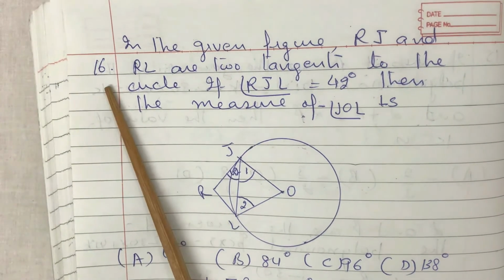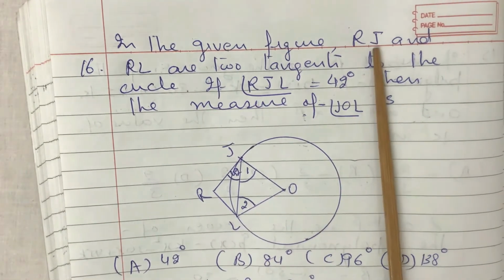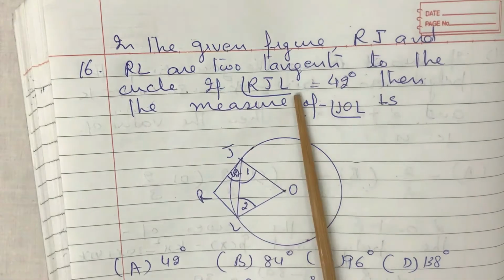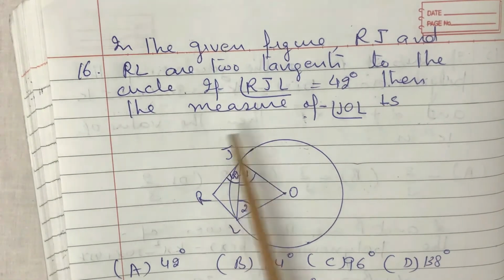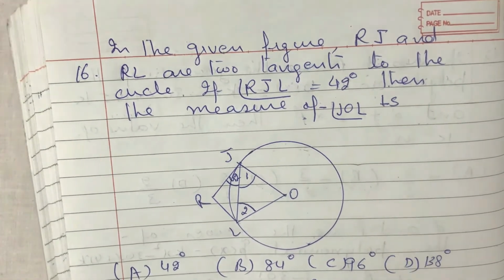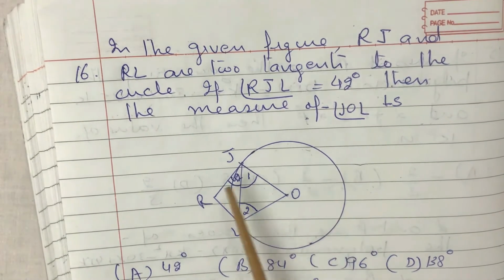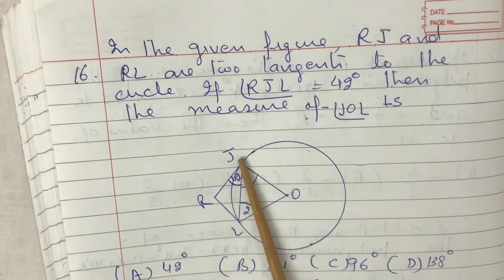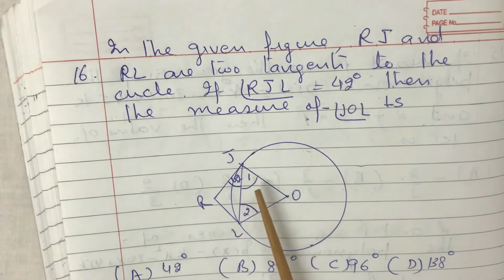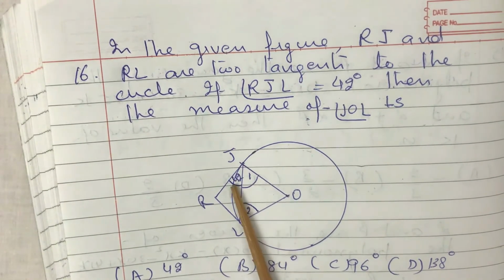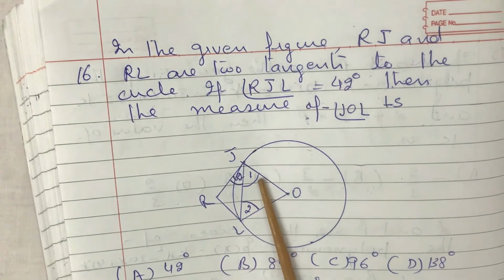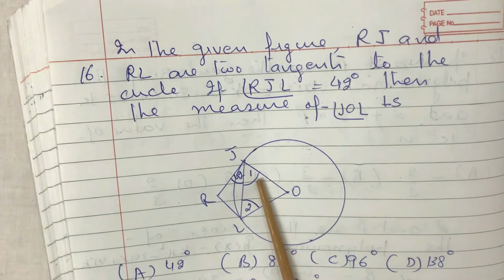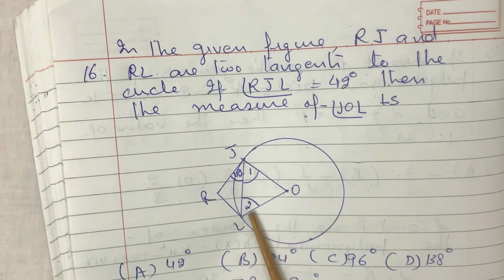Now the 16th question. In the given figure, RJ and RL are two tangents to the circle. If RJL is 42 degree, then the measure of JOL is. Now this figure is given to us. In this figure, this angle is 42 degree. Now OJ is perpendicular to RJ. It means this whole angle is 90 degree. So you will be able to find the angle 1. And if angle 1 is 48 degree, then angle 2 will be 48 degree.